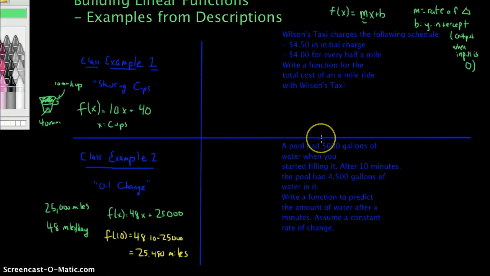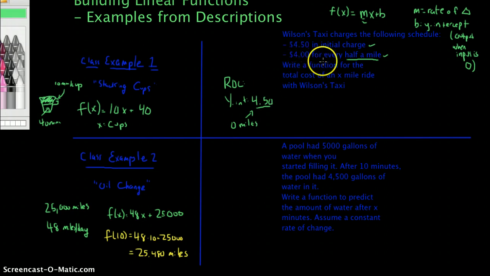So we'll look at a taxi cab problem. If I want to do this, I need to identify my rate of change and my y-intercept. We've got Wilson's Taxi charging an initial charge, and then be careful on this, $4 for every half a mile. The y-intercept's pretty easy to find here. As soon as I get into the car, whether I ride or not, they're going to charge me $4.50. That's my y-intercept. If I go 0 miles, that's my cost.